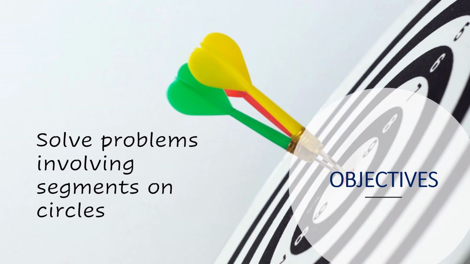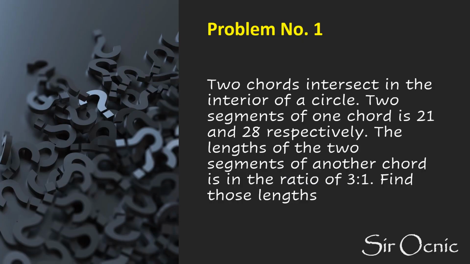In this video, we will solve problems involving segments on circles. Let us have our first problem. Two chords intersect in the interior of a circle. Two segments of one chord are 21 and 28 respectively. The lengths of the two segments of another chord are in the ratio of 3:1. Find those lengths. Let us illustrate first our problem.